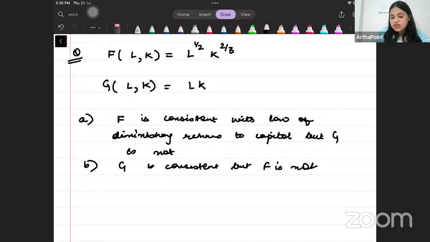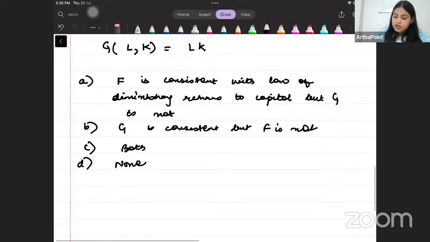Then the third option said that both are consistent, and the fourth said that none is consistent. These four options were given to you. ठीक है जी? अब बेटा ध्यान से क्वेश्चन को हमें देखना है, and we need to solve it accordingly.